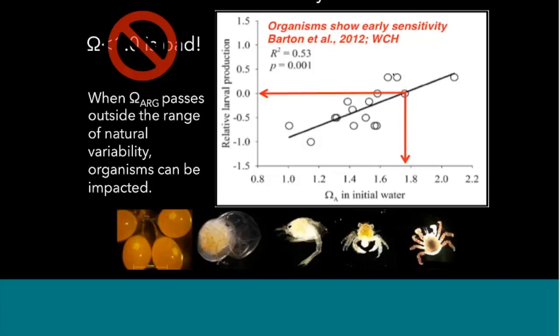So here's an example of that. So this is showing larval production. And so you can see that at a saturation state of about 1.8, this linear relationship starts well above one, and we start seeing a decrease in larval production well above the threshold of 1.0 that we would expect, and it actually starts well above that.